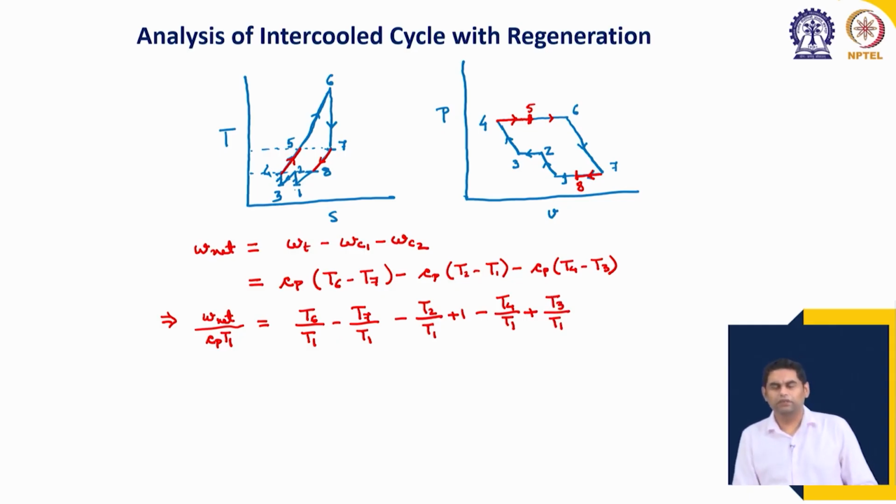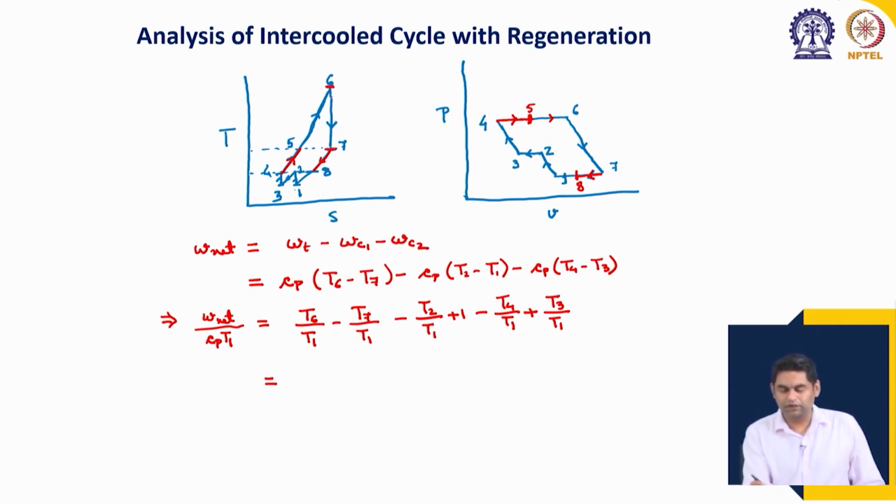Exactly similar to the intercooled cycle without regeneration. I am rewriting this so that we can revisit the derived expression for the previous case, and we can see that the same expression is valid in this case also. So, what is T6 by T1?